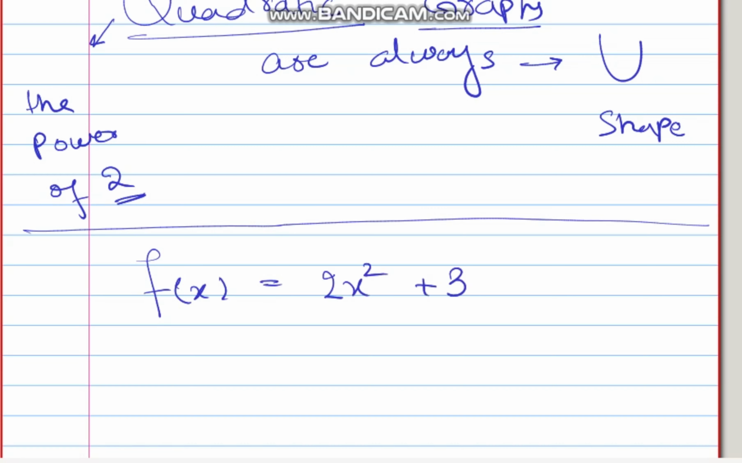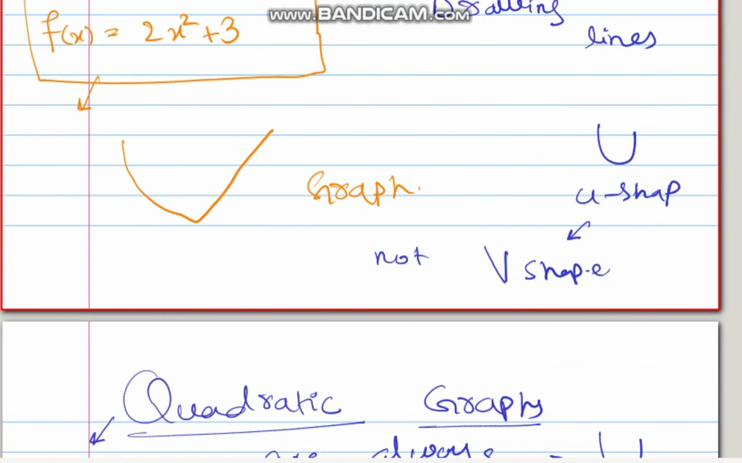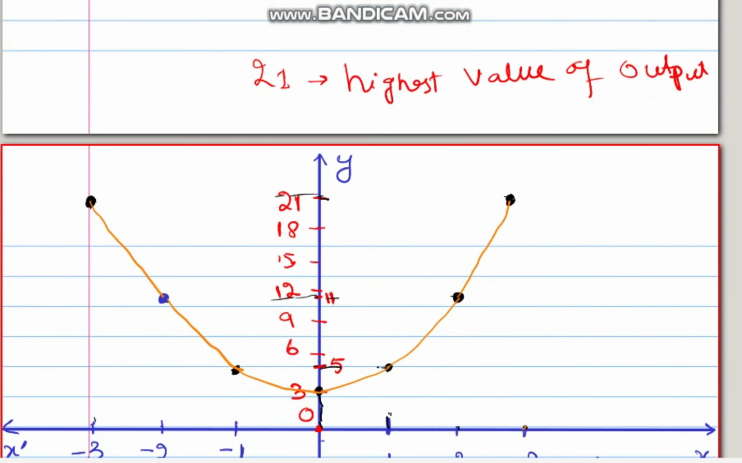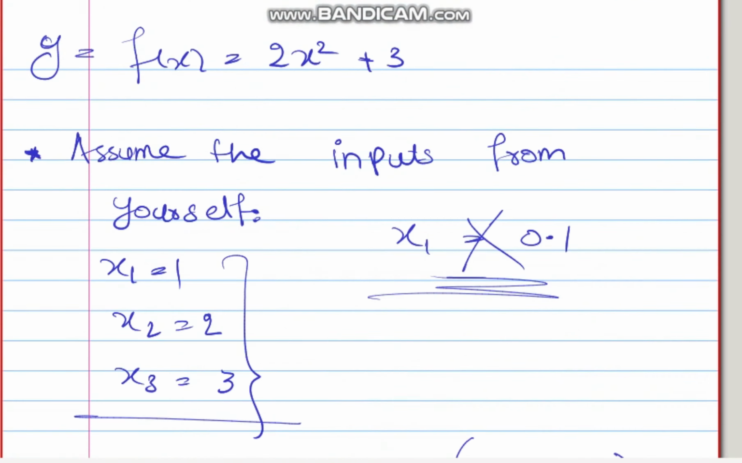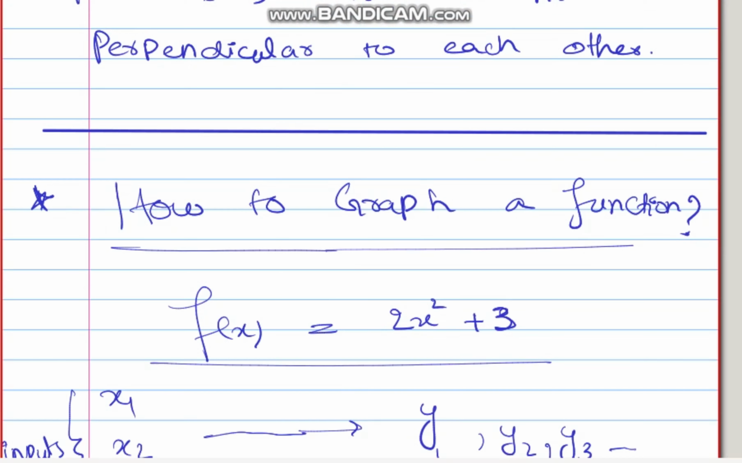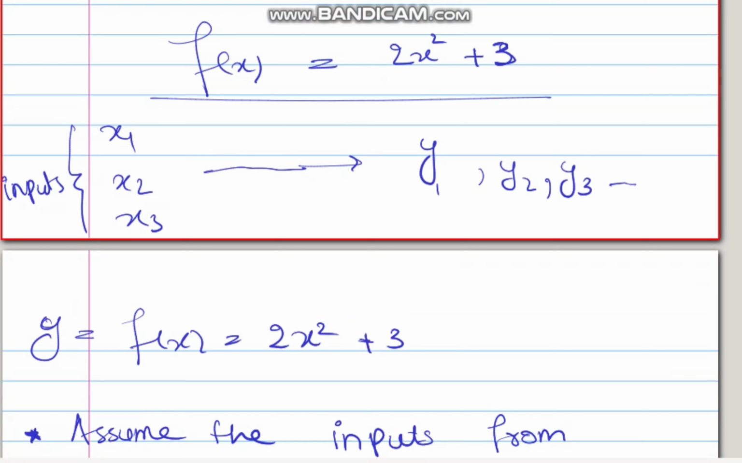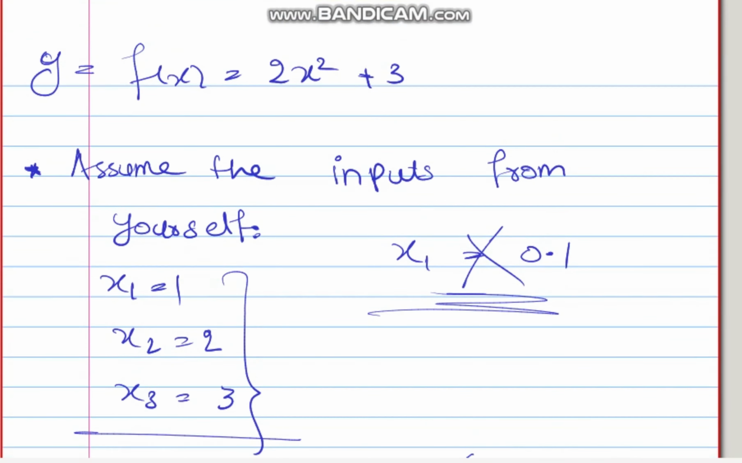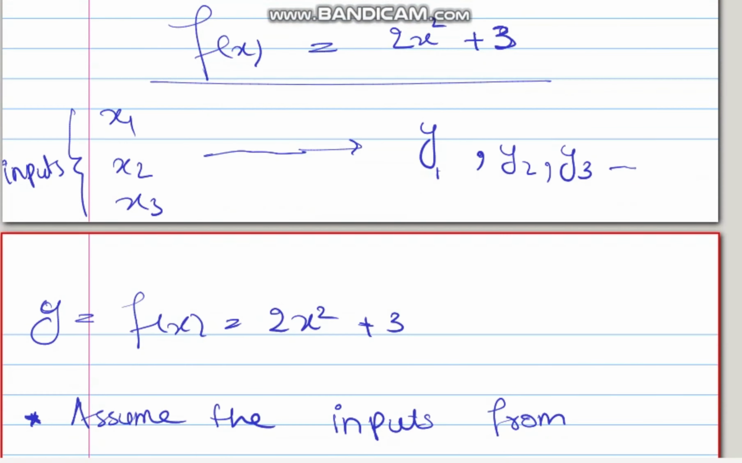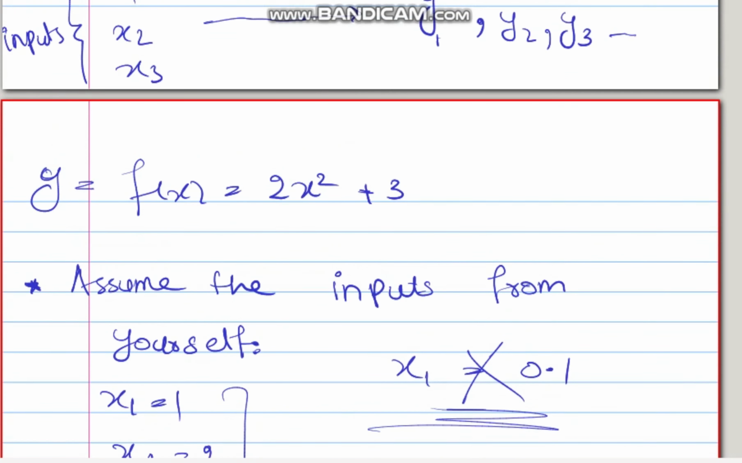Initially, at the start of this lecture, we talked about this function, and we solved it. We learned how to graph a function, how to find the graph, how to draw the graph of any function. We take this function. We assumed some values of x ourselves, like these inputs x1, x2, x3. These are the inputs and so on. y1, y2, y3 are the outputs and so on. We assume the inputs.